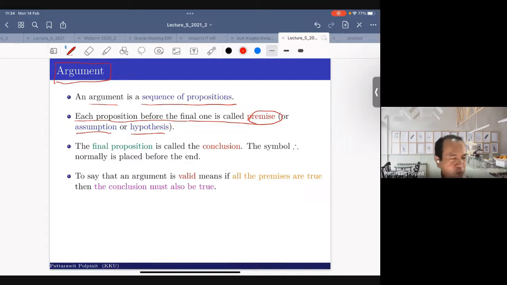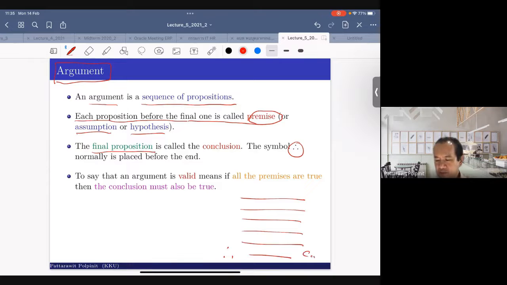Every statement, every proposition before the last one is called a premise, or assumption, or hypothesis. The final proposition will be called the conclusion. Usually we use a symbol, the triangle of three dots, which is normally placed at the end. So you have the statements, propositions, until the last one. This one is called the conclusion, and these are called premises. Okay.